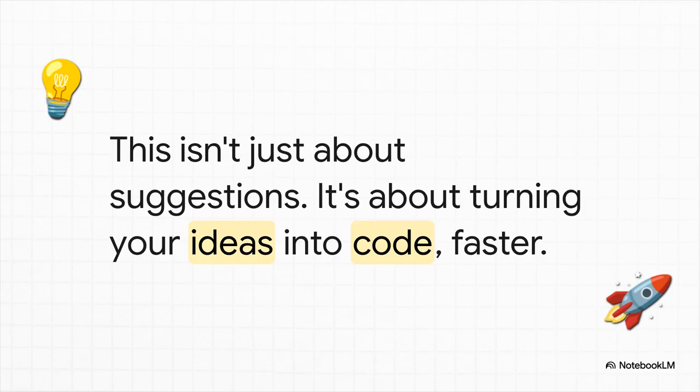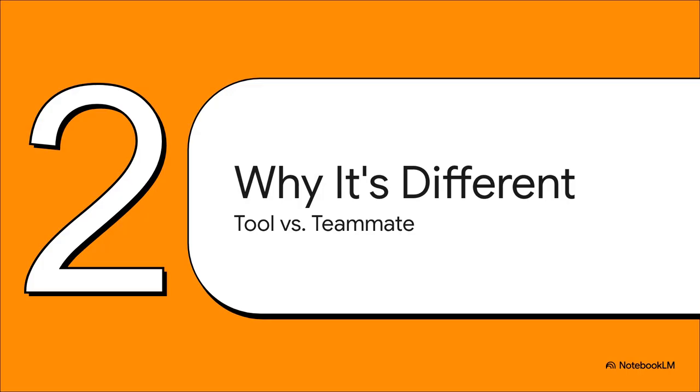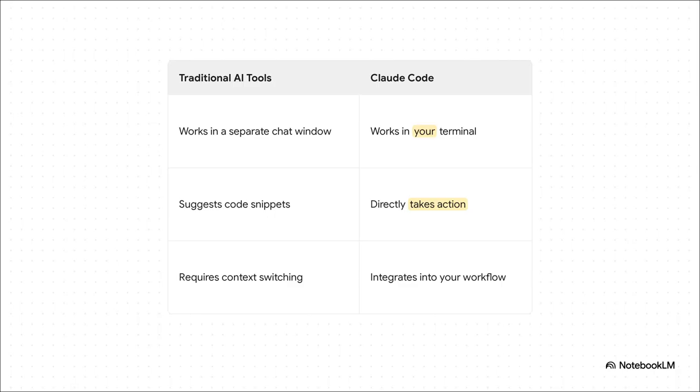But look, there are a ton of AI coding tools out there right now, so what makes this one so different? The best way to think about it is the distinction between a tool that you use and a teammate that you actually collaborate with. You know the traditional workflow, right? You've got your editor open, and then you've got a separate chat window on the side. You're constantly copying, pasting, and just switching your mental context back and forth. It's exhausting. Claude Code's whole reason for being is to get rid of that.